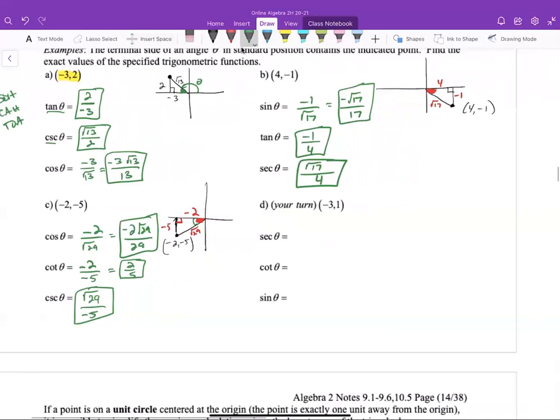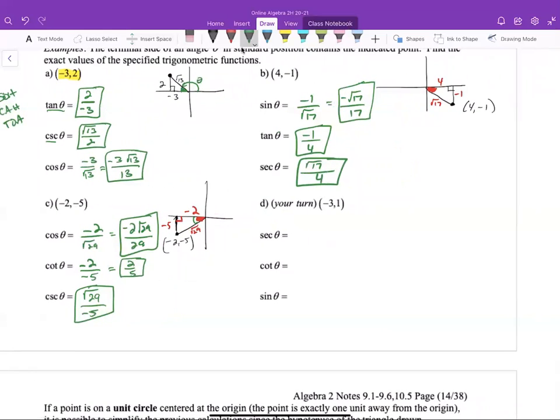All right, so how about D? Why don't you try it yourself? Pause the video. Welcome back. So we will take our axis. We'll find the point -3, 1. That will be somewhere here. And we will draw our line to our origin, label the point -3, 1.